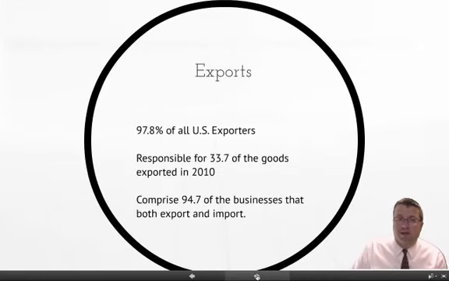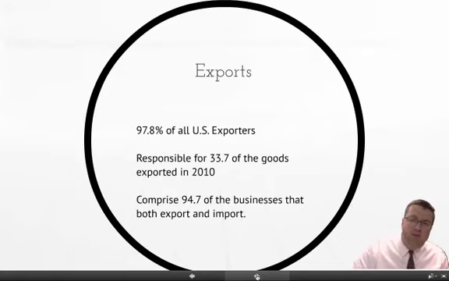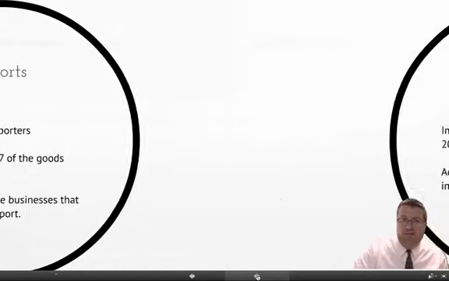When we look at exports, 97.8% of all U.S. exports are coming from small businesses. They are responsible for 33.7% of the goods exported in 2010. Also, small businesses comprise almost 95% of all businesses that do both exporting and importing. And so in regards to the strength of our international trade, obviously small businesses are participating in that more so than they ever have in the past.